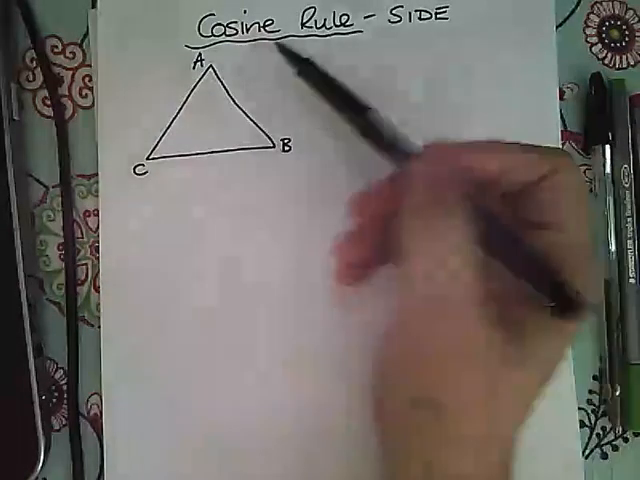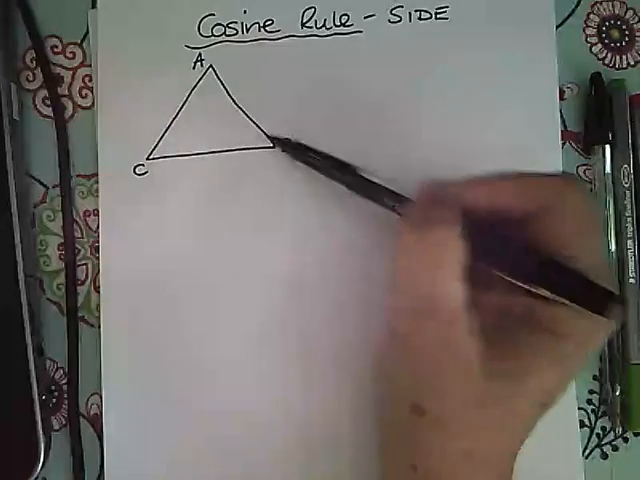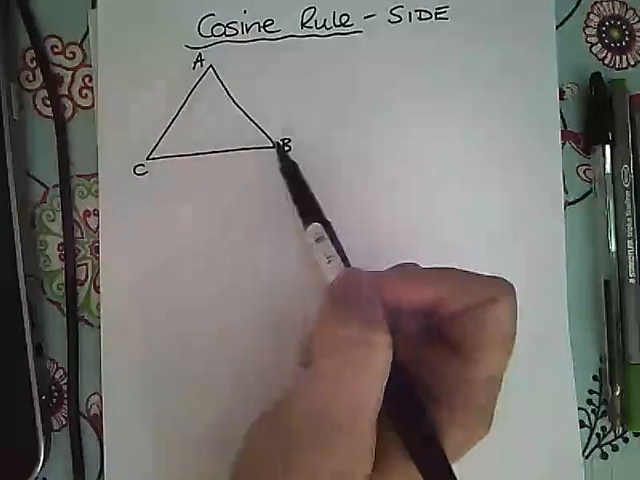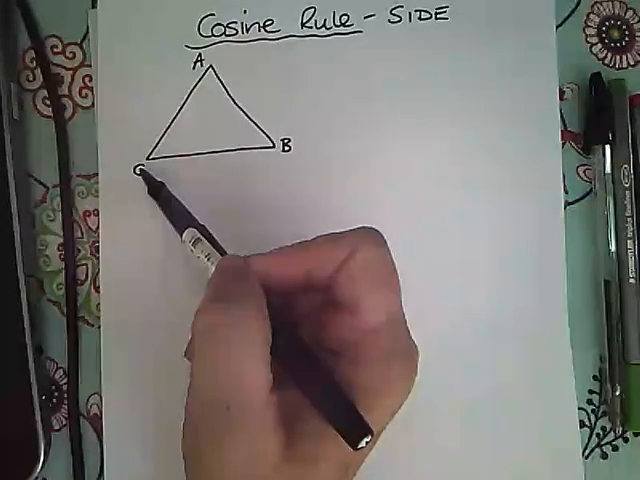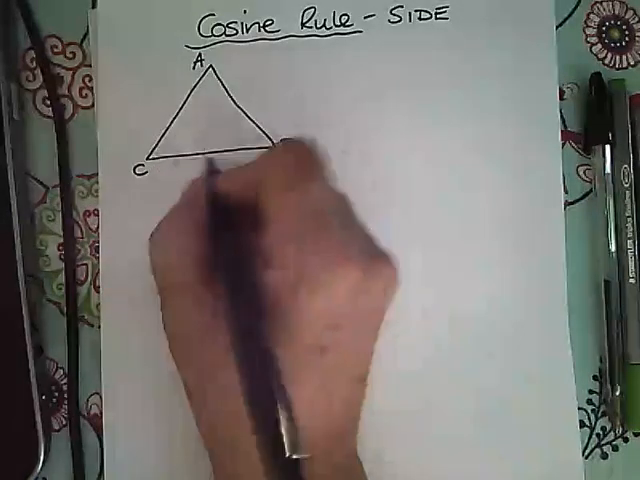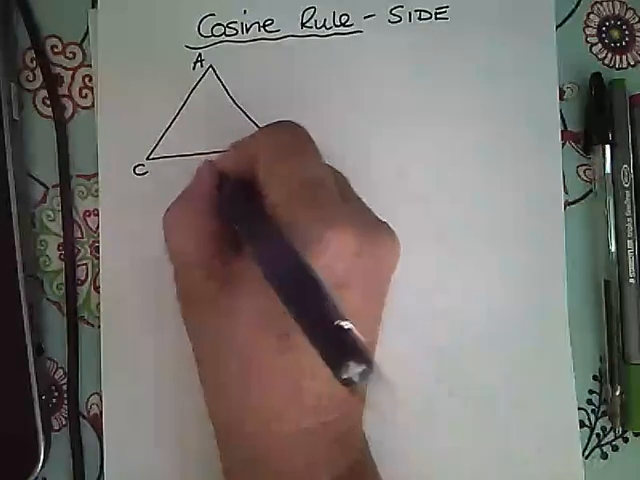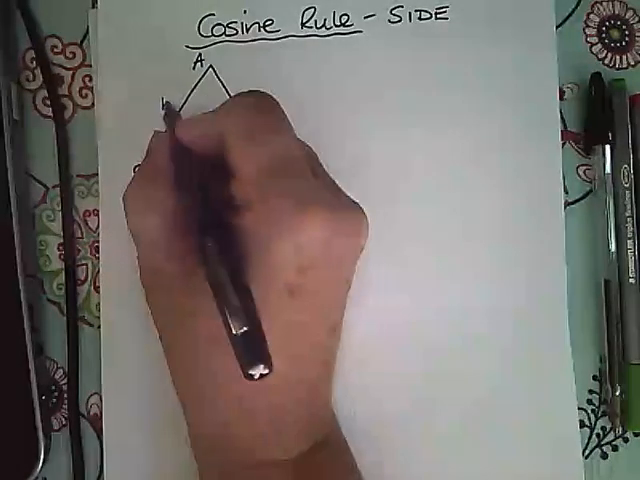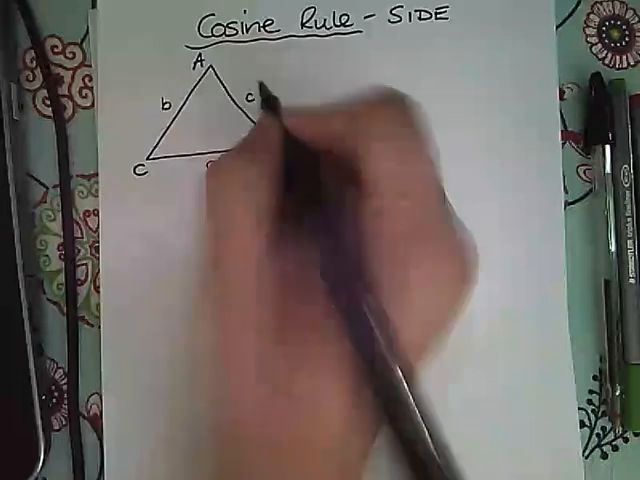The cosine rule is used with non-right angled triangles generally. You can use it with a right angled triangle, but normally we would either use Pythagoras or trigonometry. So we label up our triangle exactly the same as normal, A, B and C, and then label up the sides which are opposite the angles. So this is little a, this is little b, and over here we have little c.